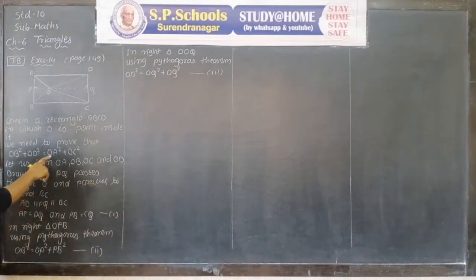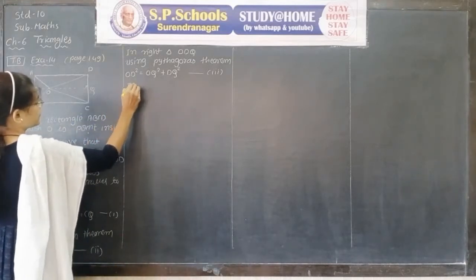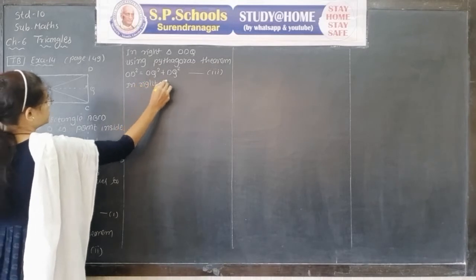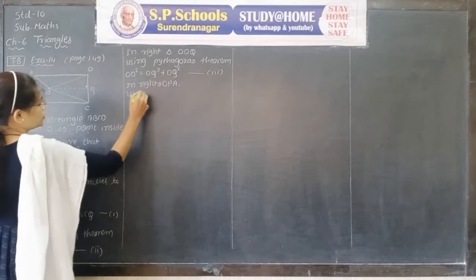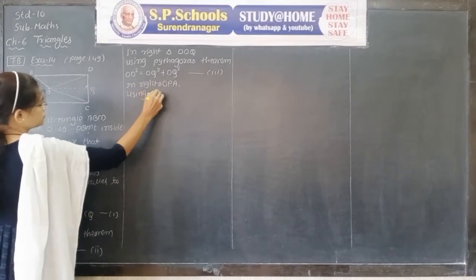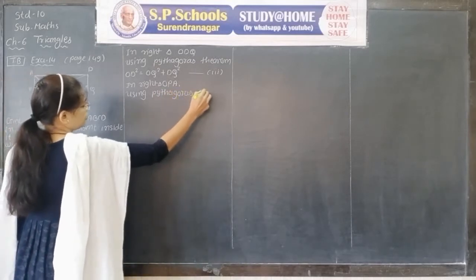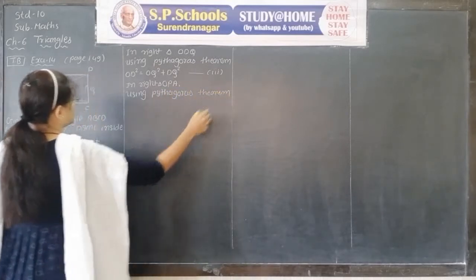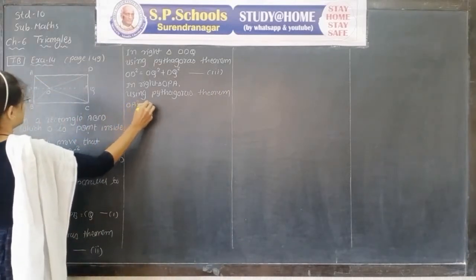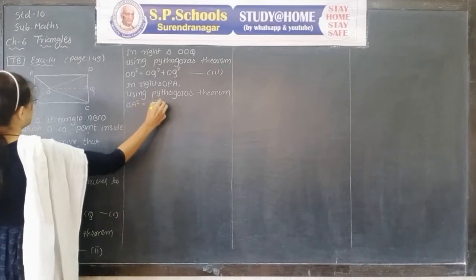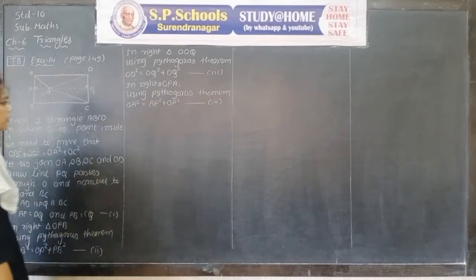Now in the same way for OA, use triangle OPA. In right triangle OPA, using the Pythagoras theorem, the square of hypotenuse OA square is equal to AP square plus OP square, which is our fourth result.